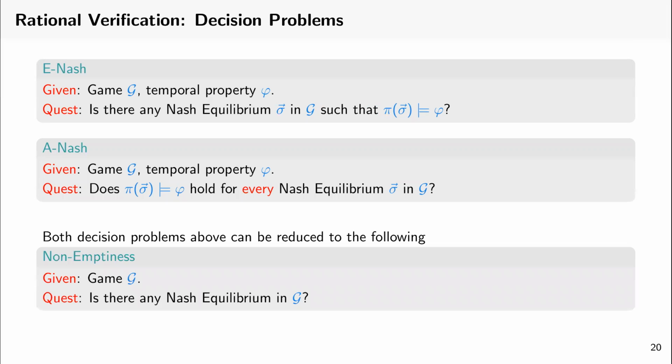And in our framework, both of these decision problems can be reduced to what we call non-emptiness. So non-emptiness essentially asks whether a given game has any Nash equilibrium at all. Because some games can possess no Nash equilibrium.